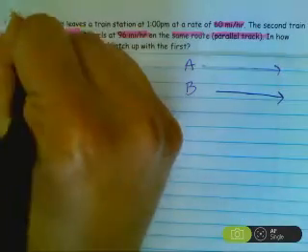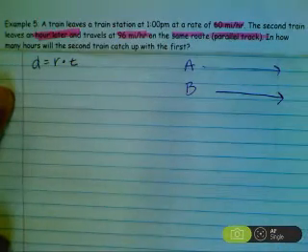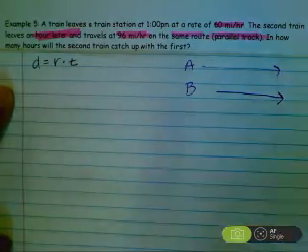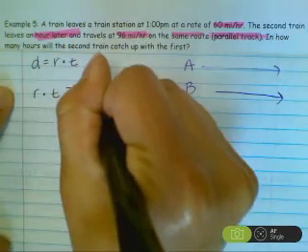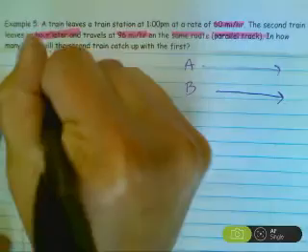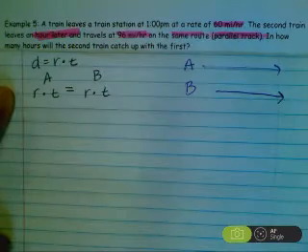I know that my formula for distance equals rate times time. In this case, both trains are traveling the same distance, so we are going to set the rate and time of each train equal to each other. I'm going to call the first train train A, and the second train train B.